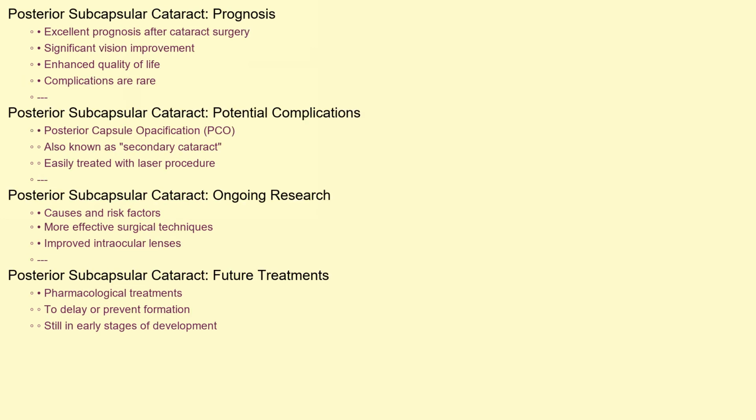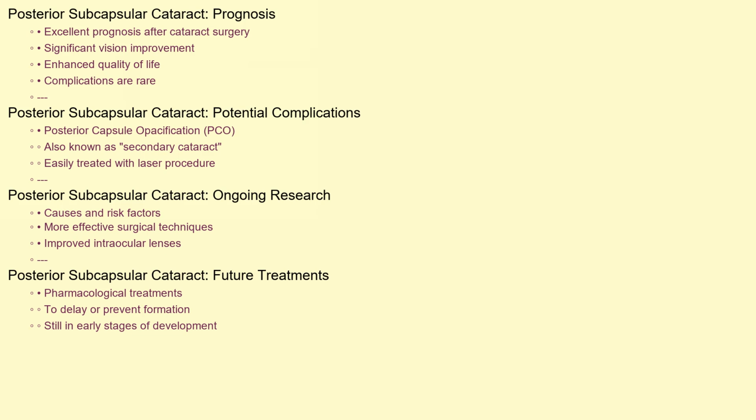The prognosis for patients undergoing cataract surgery for a posterior subcapsular cataract is generally excellent. Most patients experience a significant improvement in vision and an enhanced quality of life. While complications are rare, they can occur, such as posterior capsule opacification (PCO), sometimes called a secondary cataract, which can be easily treated with a laser procedure.